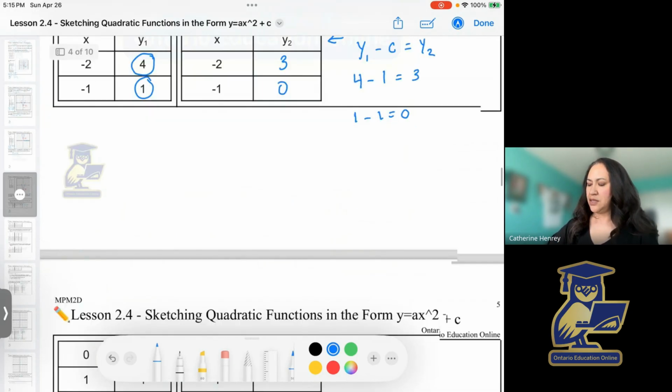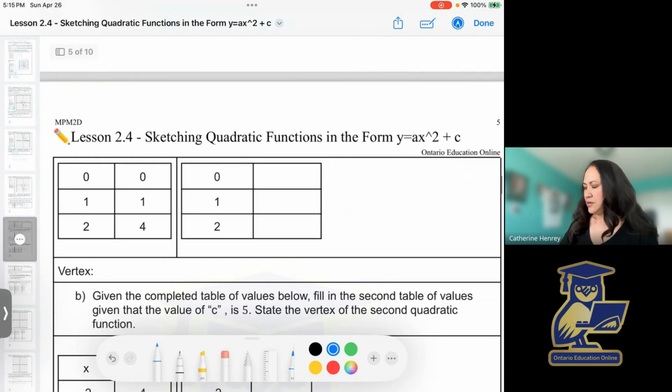Moving down onto the second page, we have 0 minus -1. That gives me -1. And 1 minus 1 gives me 0. And 2 minus 1 gives me 1.